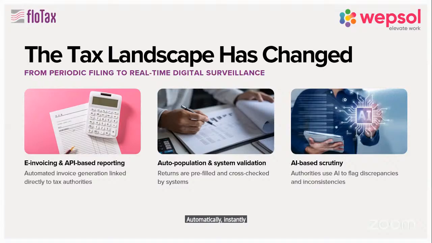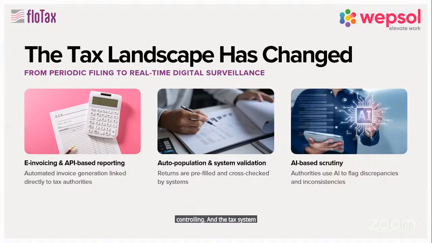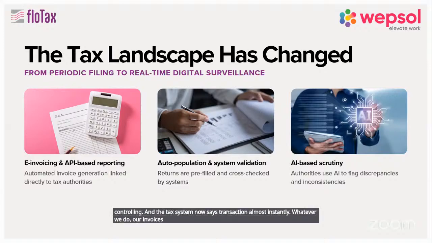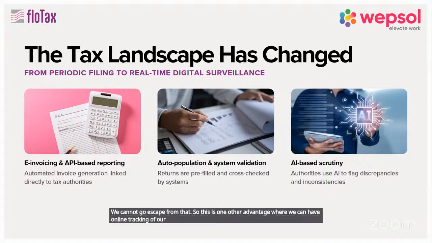So what happens is the ERP is connected through the GST system, allowing invoices to report automatically, instantly, and on a real-time basis. So the focus for finance teams shifts from preparing to ensuring clean data, or even accurate data, in the ERP system. It is moved towards controlling. And the tax system now sees transactions almost instantly. Whatever we do, our invoices, our movement of goods, the government can track it online. We cannot escape from that. So this is another advantage where we can have online tracking of our goods and materials and invoices.